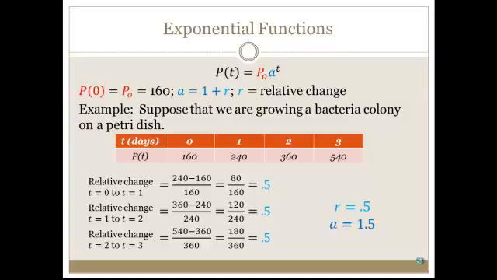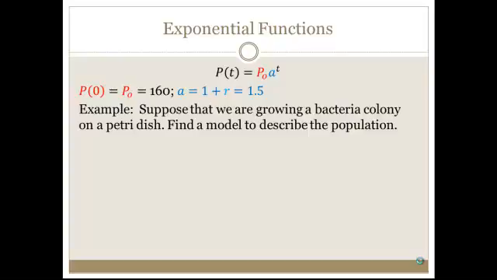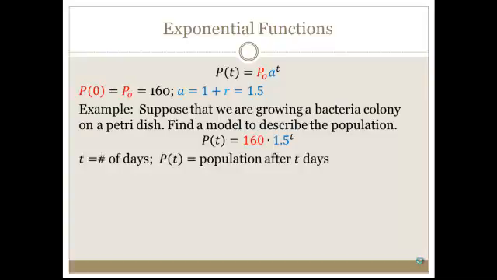Since our exponential growth rate r is 0.5, a must be 1.5. So we found that P naught is 160 and a is 1.5. If we come back to our example, where we are trying to model the population of a bacteria colony, we get that P of t equals P naught, 160, times a to the t, or 1.5 to the t. So P of t equals 160 times 1.5 to the t, where t equals the number of days and P of t equals the population after t days.